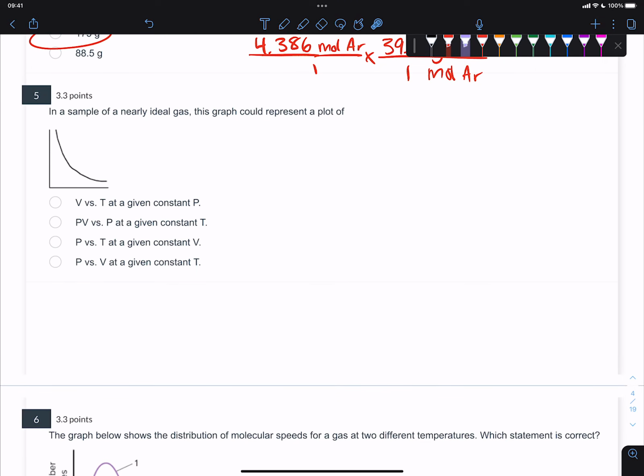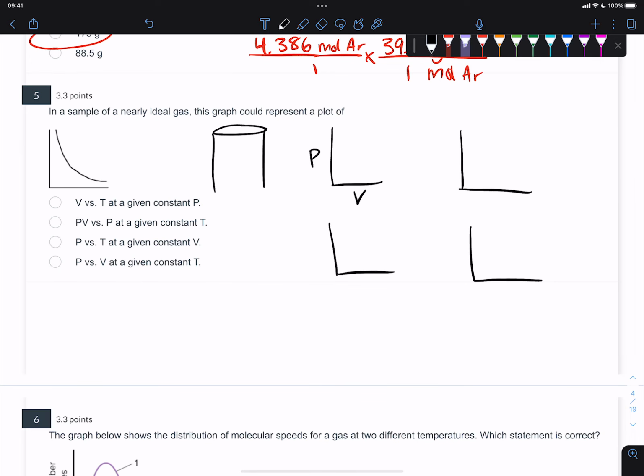And number 5, in a sample of a nearly ideal gas, this graph could represent a plot of. Here are the main relationships you have to recognize. Pressure and volume. Those are inversely related. When pressure goes up, volume goes down. Imagine you have a cylinder with a movable piston. So you have something like this, and it has a movable piston on it, and you have the gas on the inside. Here's your gas.